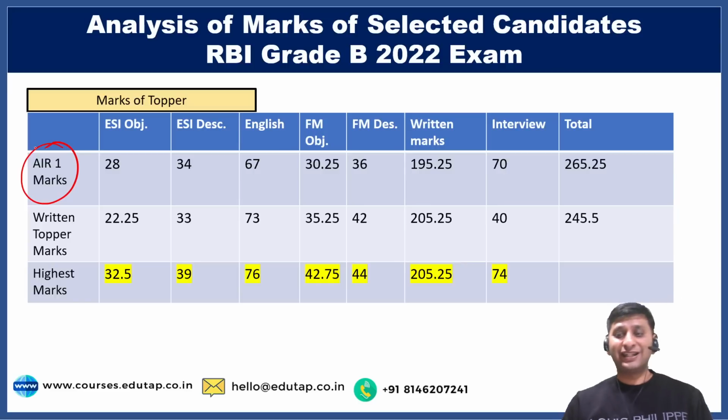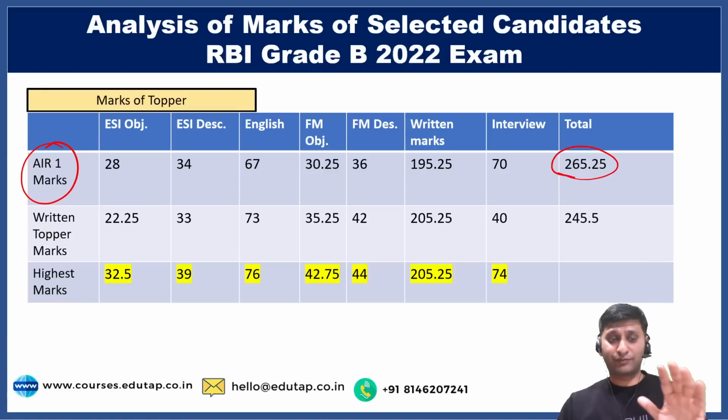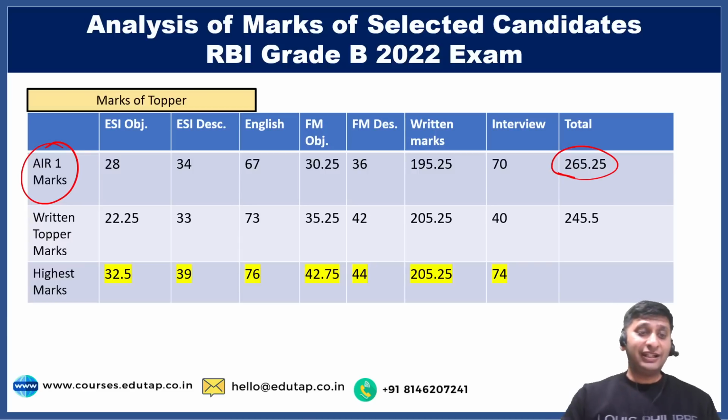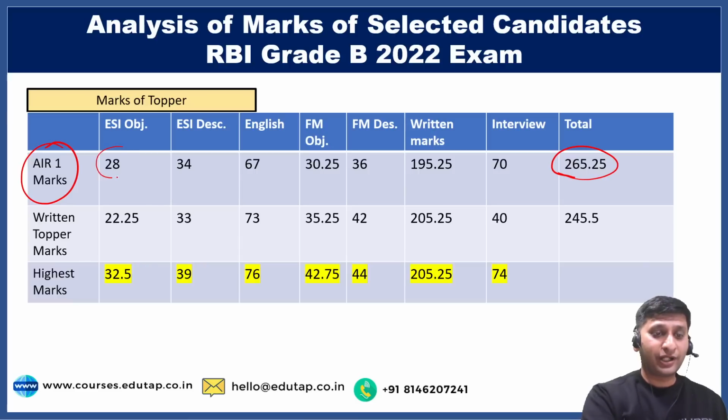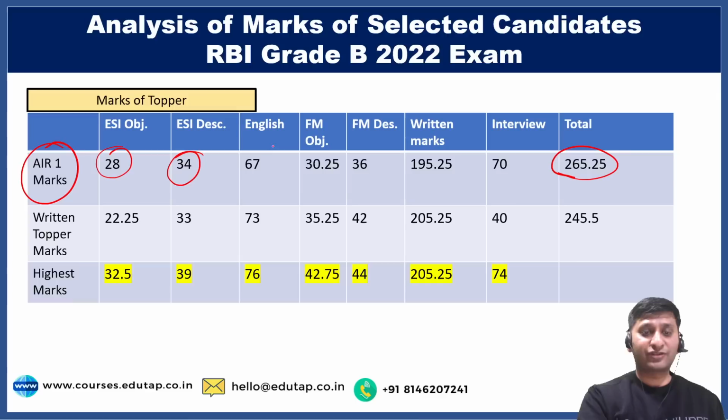So the total marks he is scoring is 265.25. You can watch his video on our YouTube channel also. He prepared by himself for this exam. And then ESI objective, he got 28, descriptive 34, descriptive English 67, FM objective 30.25 and FM descriptive 36.